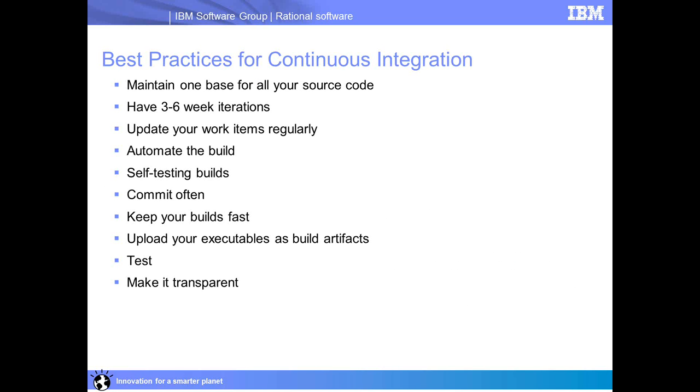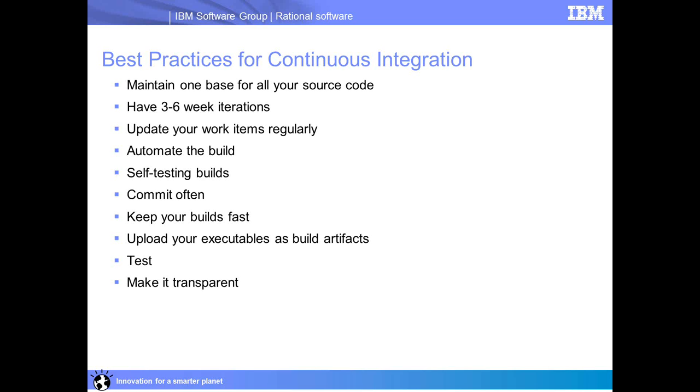Then finally, this is my last slide. These are some best practices for continuous integration. Maintain only one base for all your source code. If you do branch development, do it in a more maintainable way with different streams for your maintenance releases or your main release and so on, right? But let there be only one base.